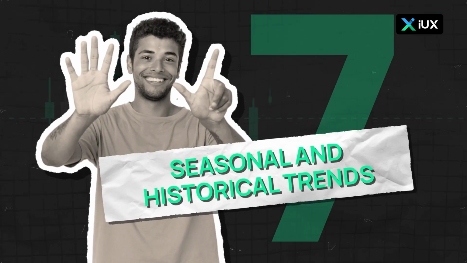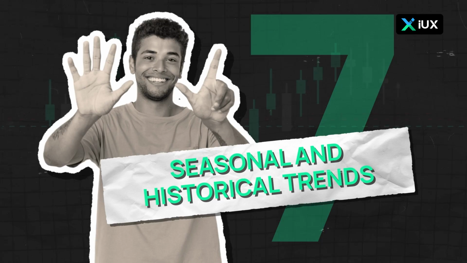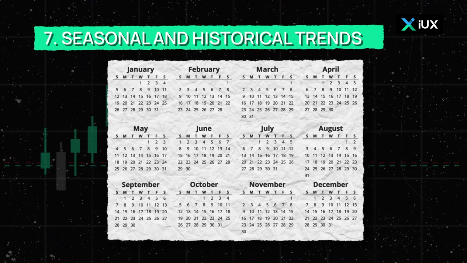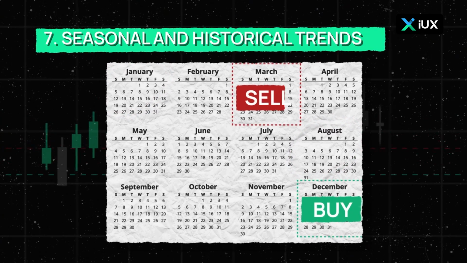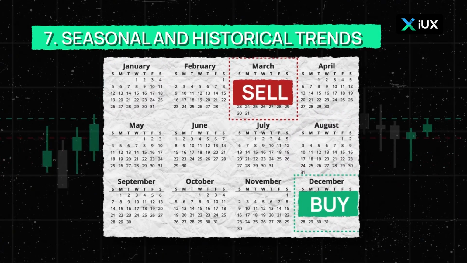And 7. Seasonal and historical trends. For example, gold prices often rise in January and August. Buying in December and selling in March can be profitable.